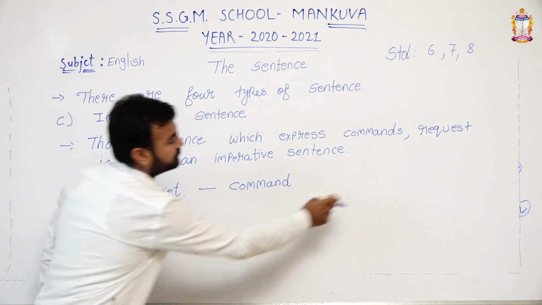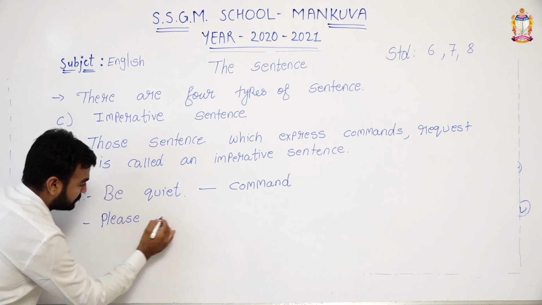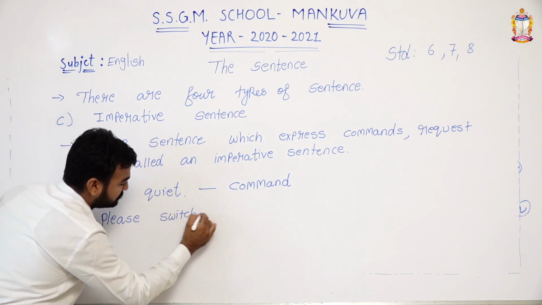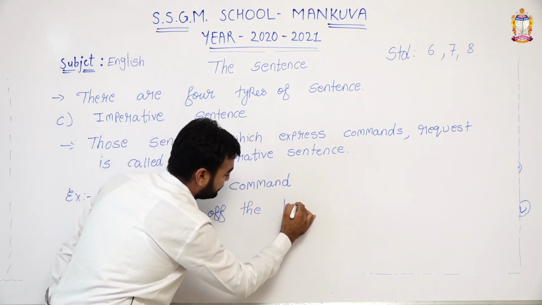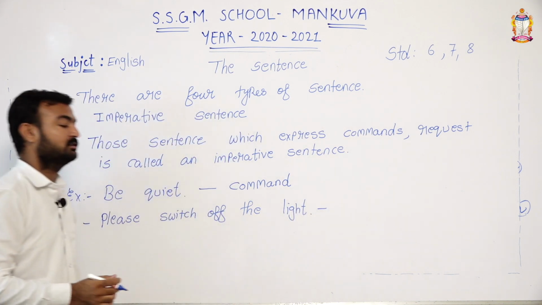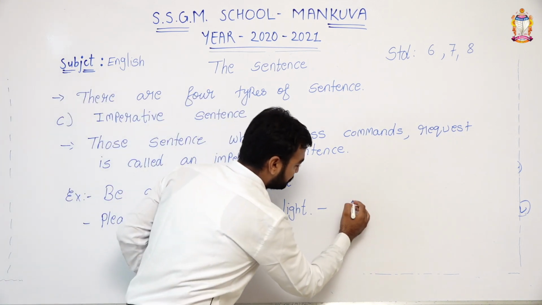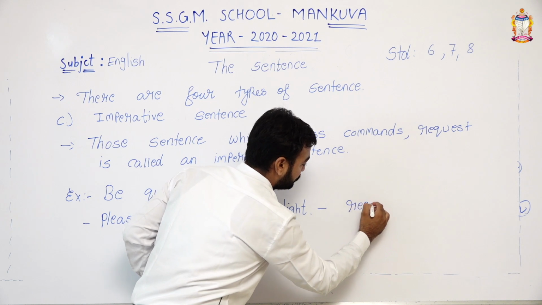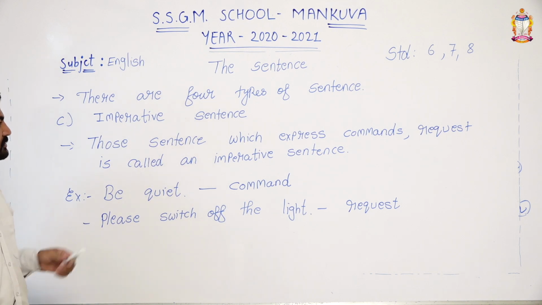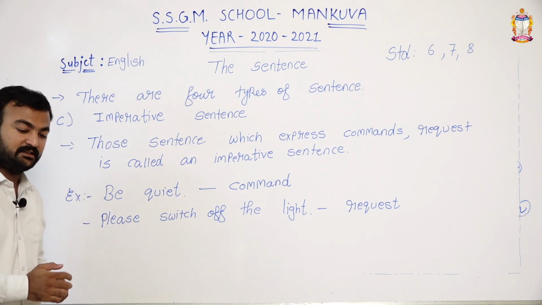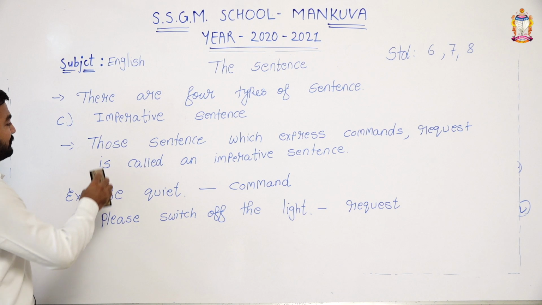Sentence number 2, for request. So, please switch off the light. Please switch off the light. The word please itself requests a person, so this sentence is known as a sentence for request. Students, please note down the definition as well as the examples.